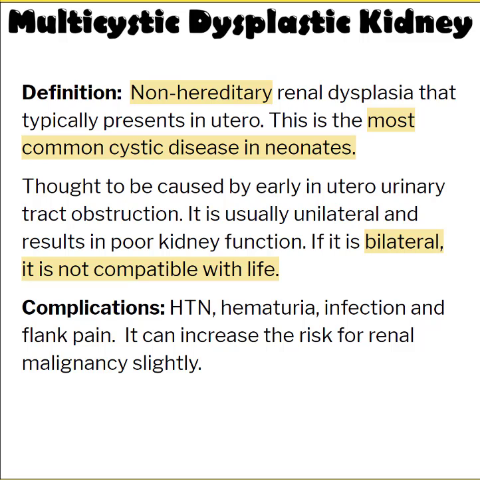If a patient only has unilateral multicystic dysplastic kidney, then they are more than able to be born and go on to lead a very uncomplicated life. However, some complications do come along with multicystic dysplastic kidney. That includes hypertension, blood in the urine, infection of the cysts, which can result in flank pain. It also is going to increase the risk for renal malignancy ever so slightly in the kidney that is affected by the multicystic dysplastic disease.